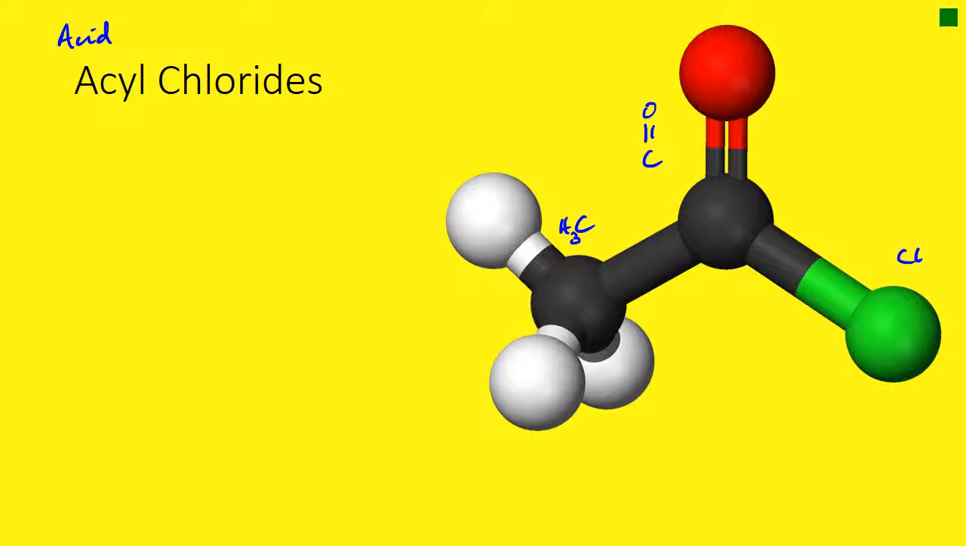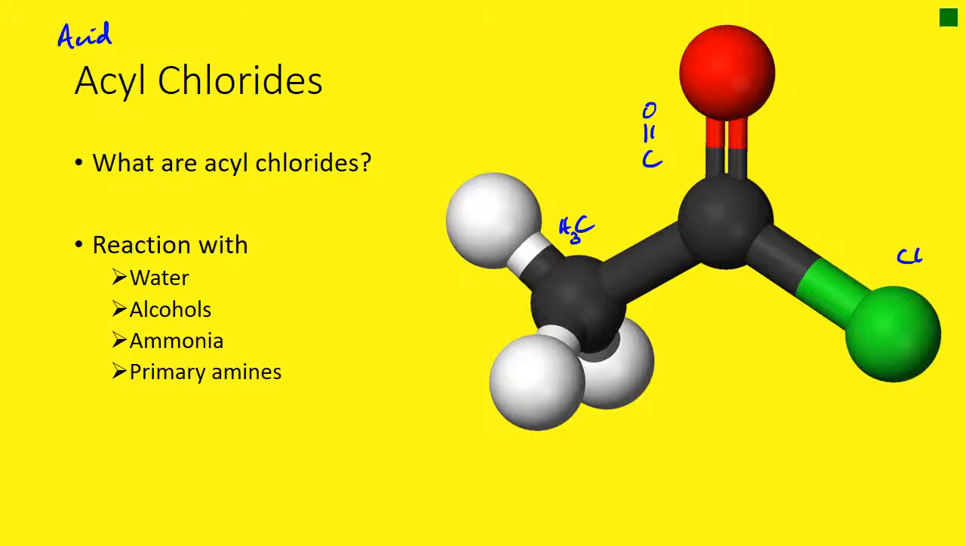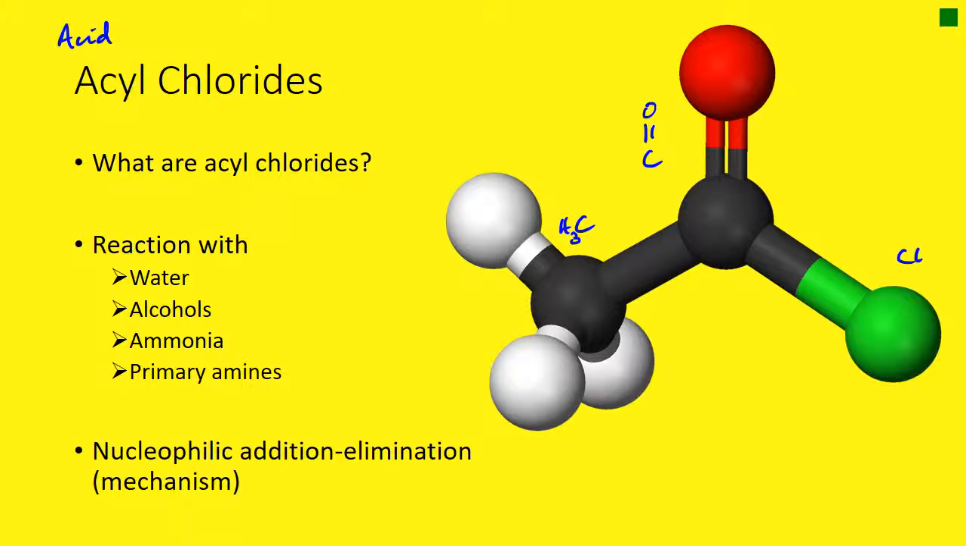So what we're going to do when we study acyl chlorides is we're going to just look at how to name them. We've sort of done what are acyl chlorides already just now. Then we're going to have a look at some reactions. We're going to look at reacting acyl chlorides with water, alcohols, ammonia, and primary amines. And then we're also going to have a look at the reaction mechanism for those reactions, which is nucleophilic addition elimination.